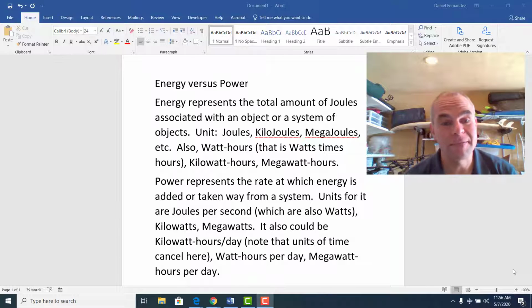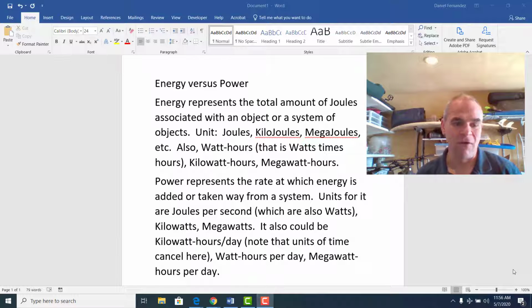I want to spend a little bit of time distinguishing energy and power. The reason I want to do this is because these two different quantities are so often confused. They have related but different units that are related to each other, but they're not the same. Energy represents the total amount of something.